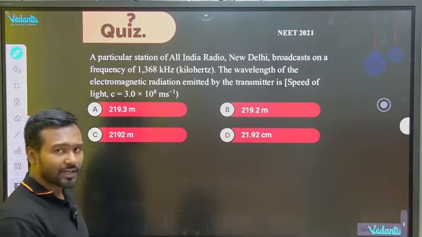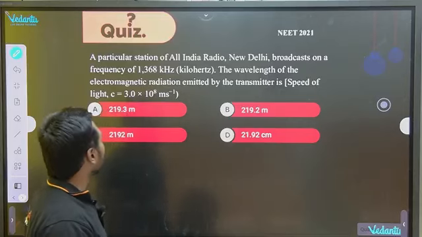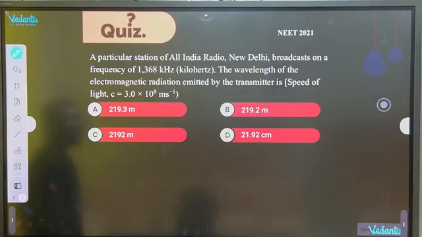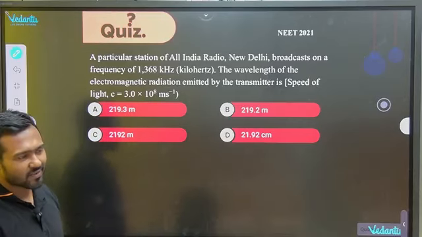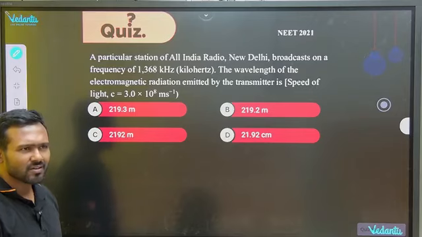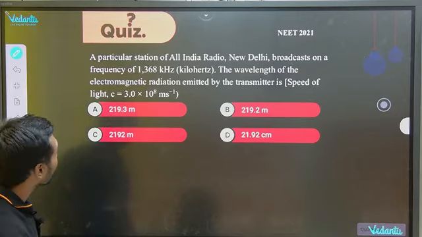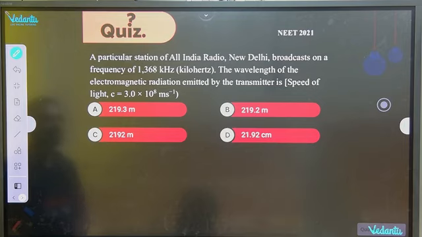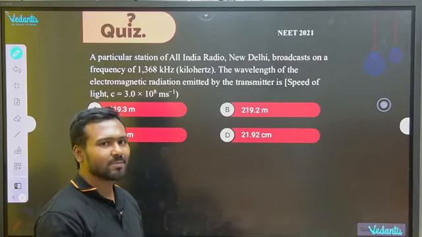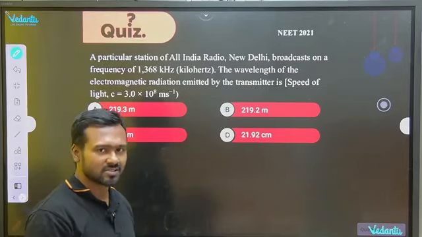This is a NEET 2021 question. A particular station of All India Radio, this is also directly from the textbook, I think. I think the values were changed a little bit, or they gave them directly. COVID time. So New Delhi broadcast and frequency. The frequency is given in terms of kilohertz. Multiply with 10 power 3, so you will get hertz.